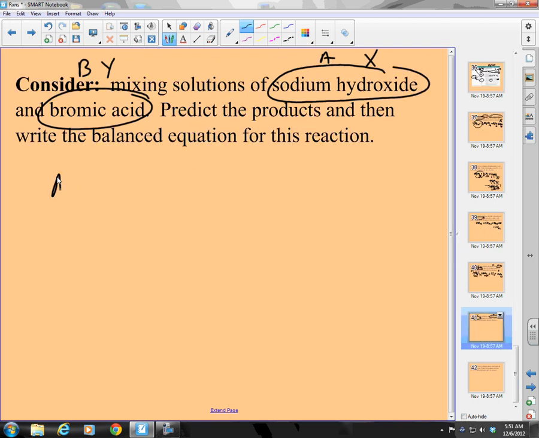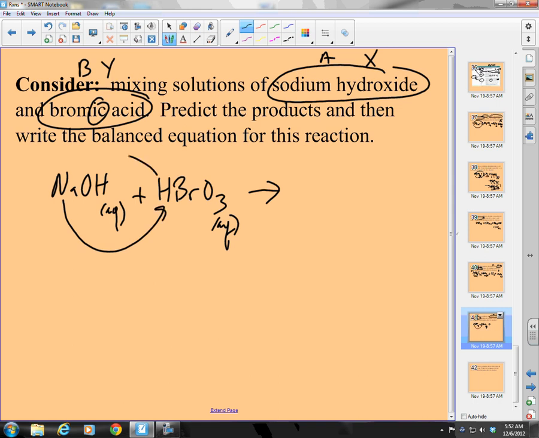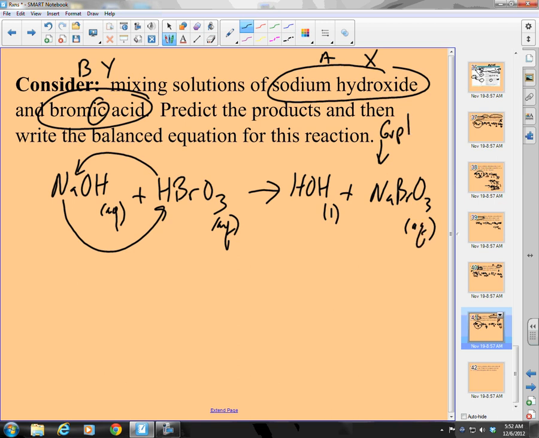Sodium hydroxide, NaOH, aqueous, plus bromic acid. Hey, it's not hydro, so that means it's an oxy acid. So that means it comes from bromate, one hydrogen, there we go, aqueous. And what's going to happen? My sodium's going to come over here. My hydrogen's going to go over there. I'm going to form HOH, water, plus what? Sodium bromate. We know that sodium is a group 1, and all group 1s are soluble. There we go. Woohoo! Raise the roof.